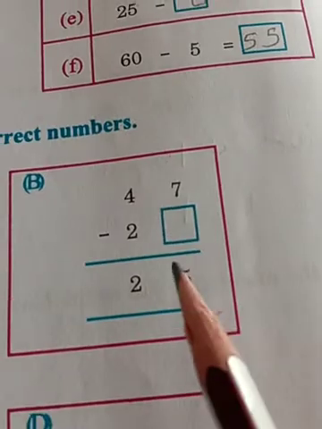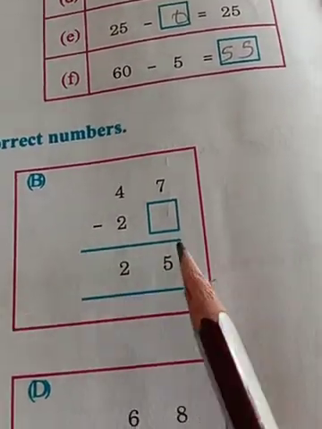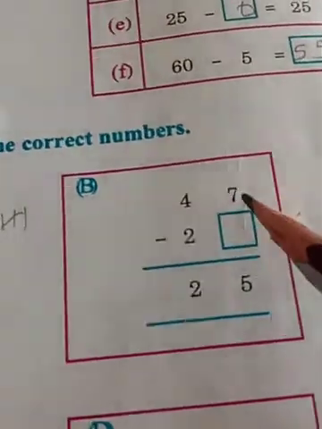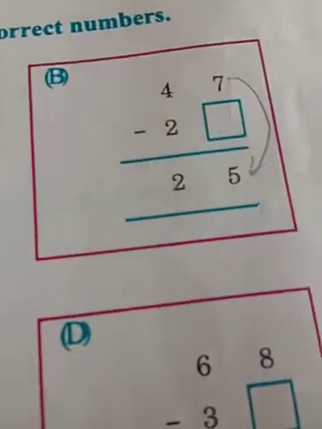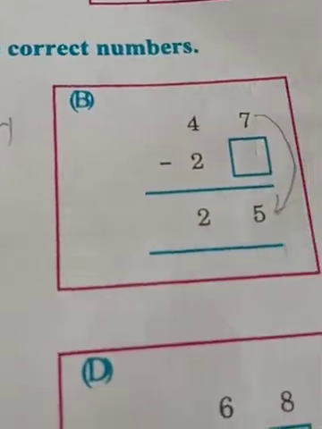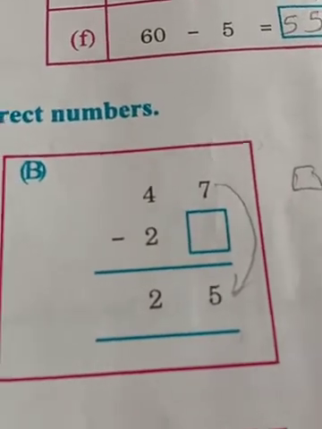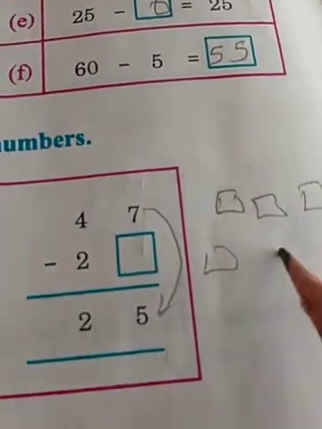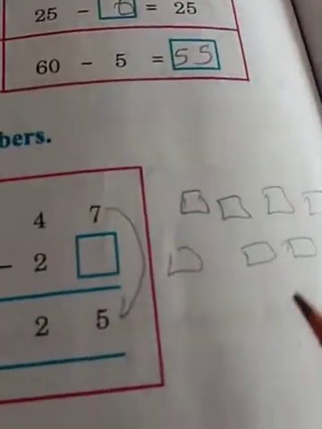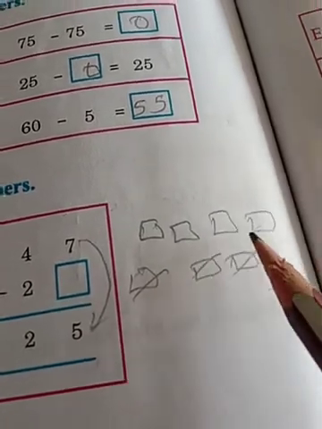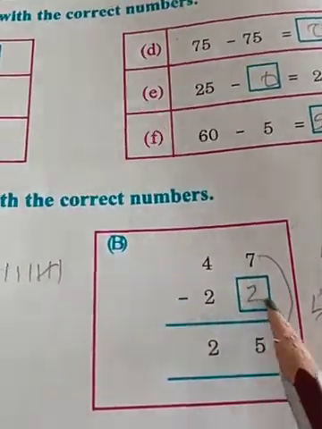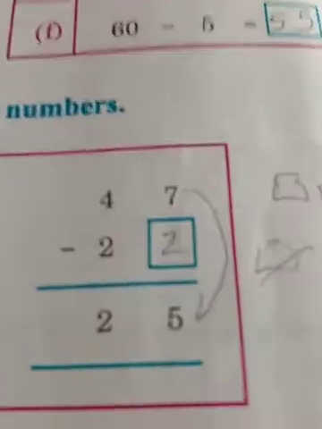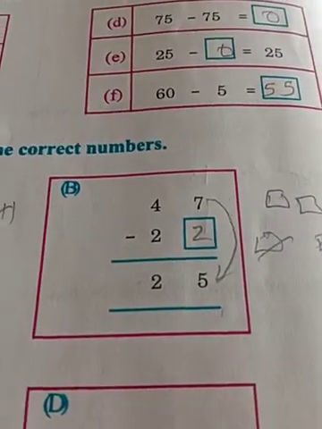Here also we will check. 47 minus blank. So this number and this number will do subtraction. 7 minus 5. You keep 7 boxes: 1, 2, 3, 4, 5, 6, 7. So till here, 5 will be cut: 1, 2, 3, 4, 5. Remaining 2. So 47 minus 22 equals 25. So observe, children.